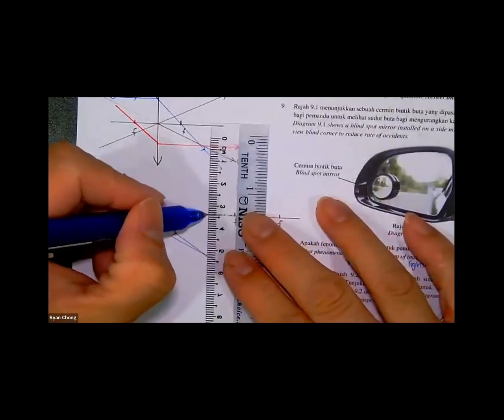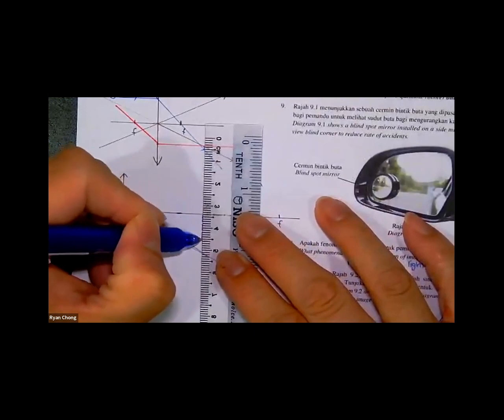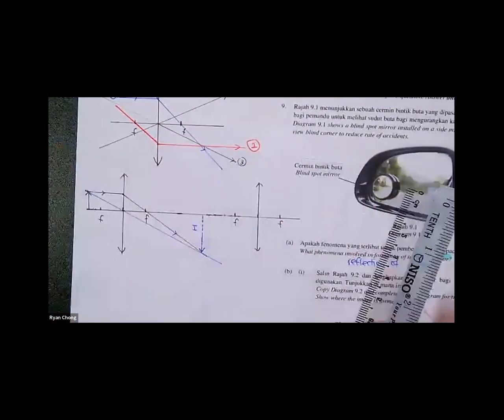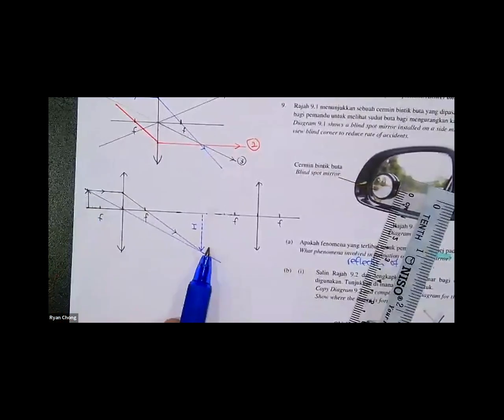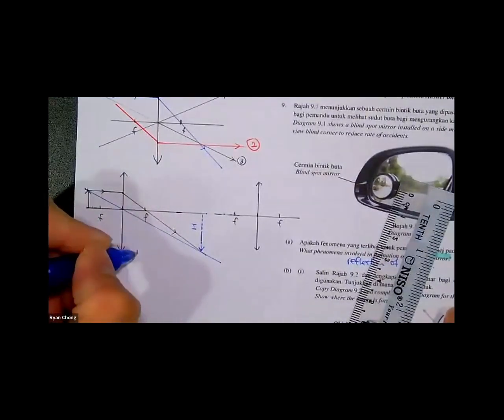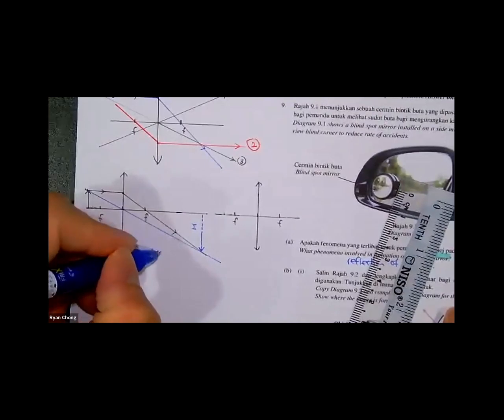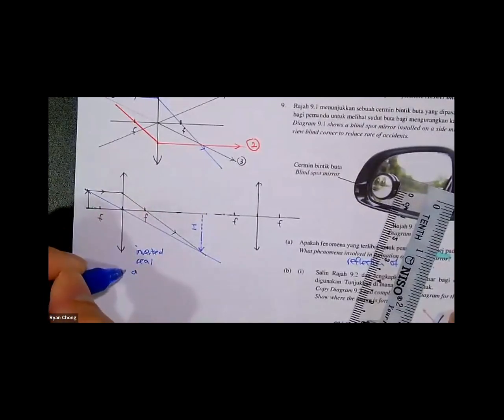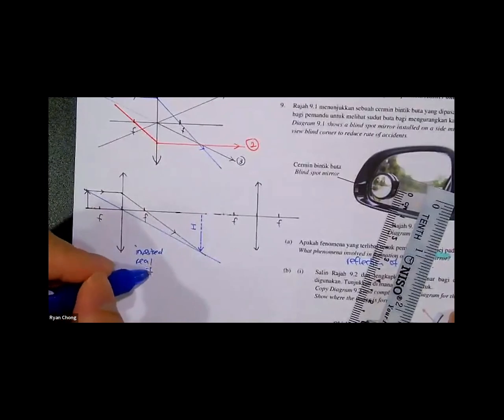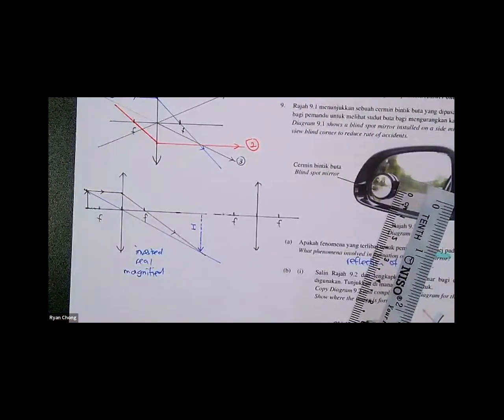So you draw up from here, with a dotted line. This is the image. One up, one down, so this is inverted. Inverted always comes with a real image. Image compared to object: the image is larger. Rather than larger, use magnified, the best word, magnified.